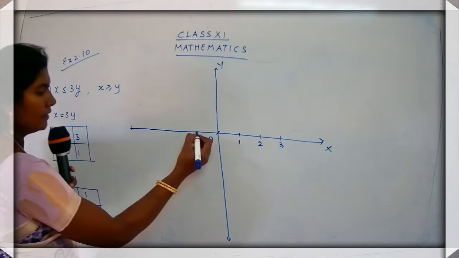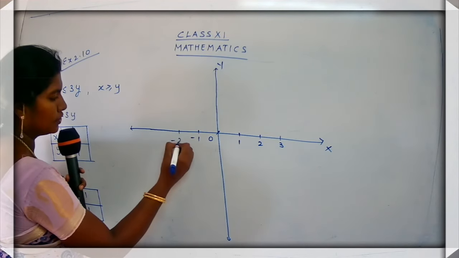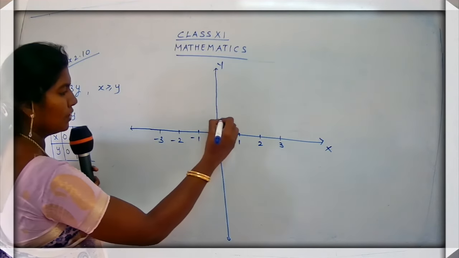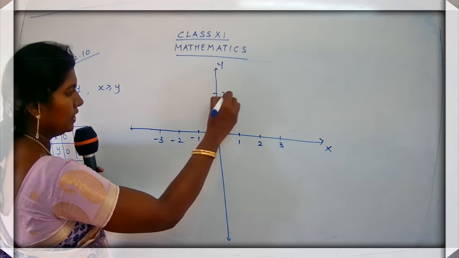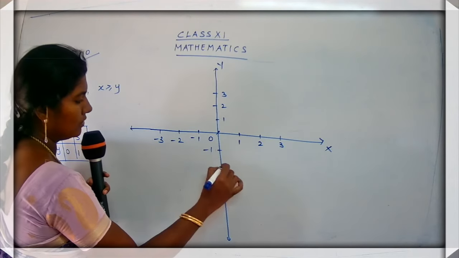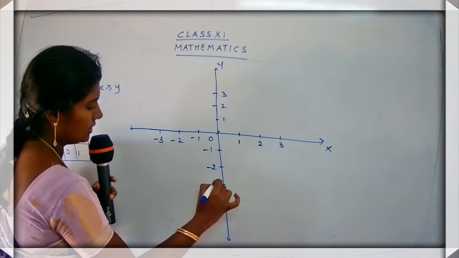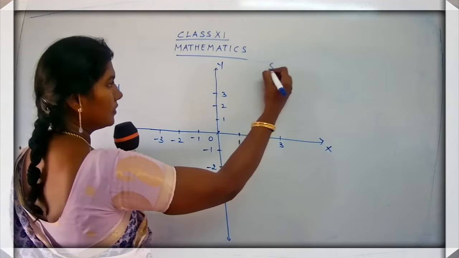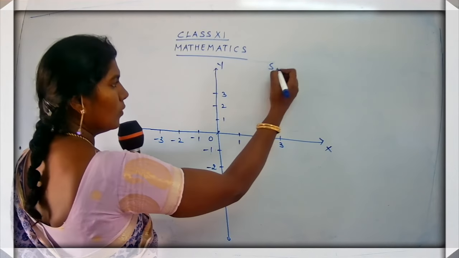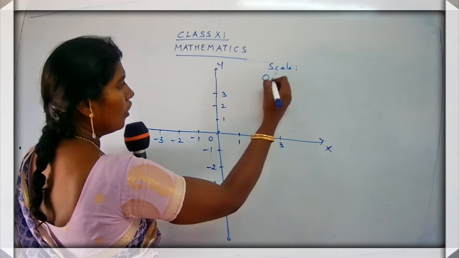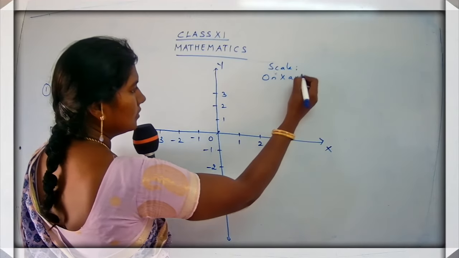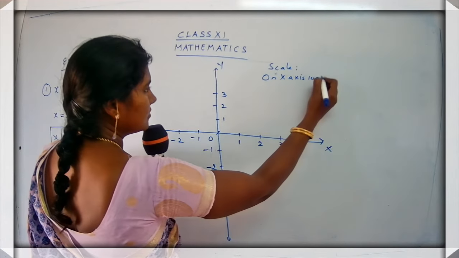Here I'll take -1, -2, -3. Put here 1, 2, 3. Take here -1, -2, -3. And write down here the scale. You have to write the scale, okay children? What is the scale? On the x-axis, 1 unit is 1.